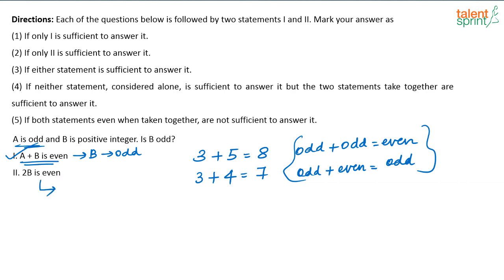Now look at statement 2: B is even. Now using that, can I say whether B is even or odd? Even if B has an even value, like 2 into 4, that is also even. Even if B was an odd number like 5, that is also even. Any number multiplied by 2 is going to be an even number, irrespective of the number. It can be an even number or an odd number. So using the second statement alone, I cannot say whether B is odd or even. So the second statement alone is not enough to arrive at the answer.